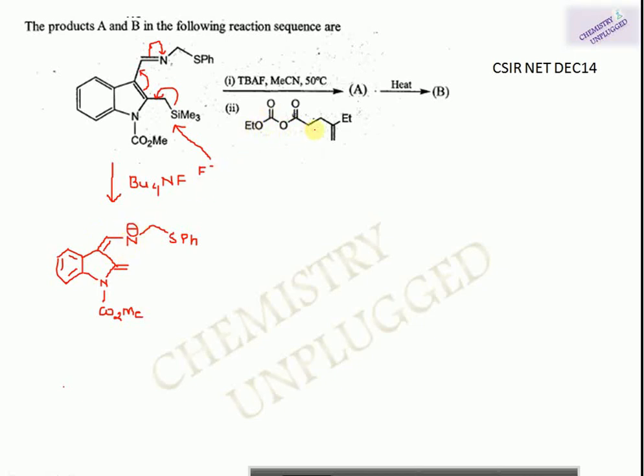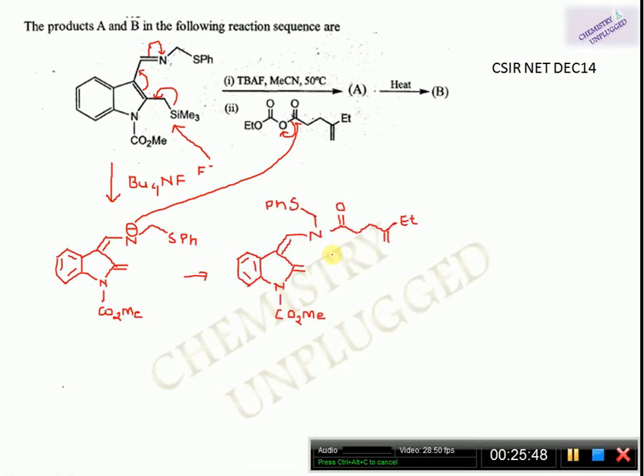Next we are using an anhydride containing an alkene group also. So this bond will shift here because of the presence of the ester group here, strong electronegativity, and this negative charge of nitrogen will attack on this electron deficient carbon. So we have this group attached on this nitrogen atom. Now it is the product A, and now we are using heat.